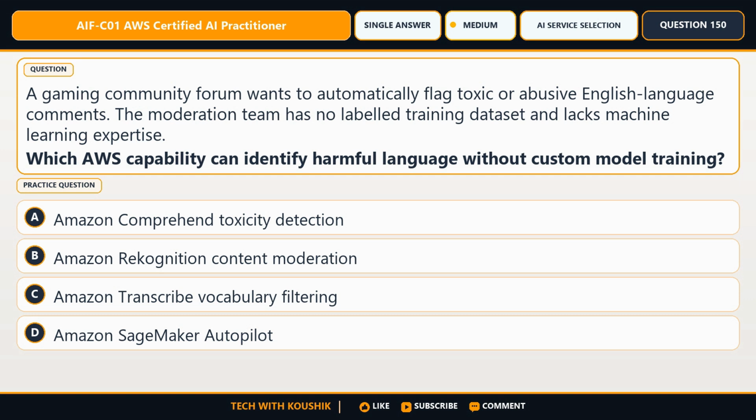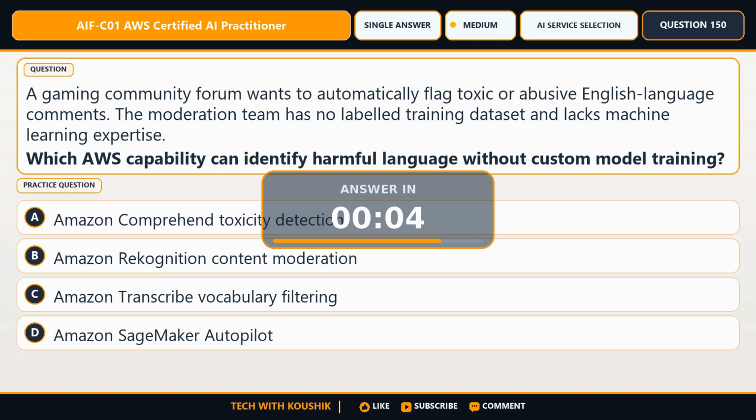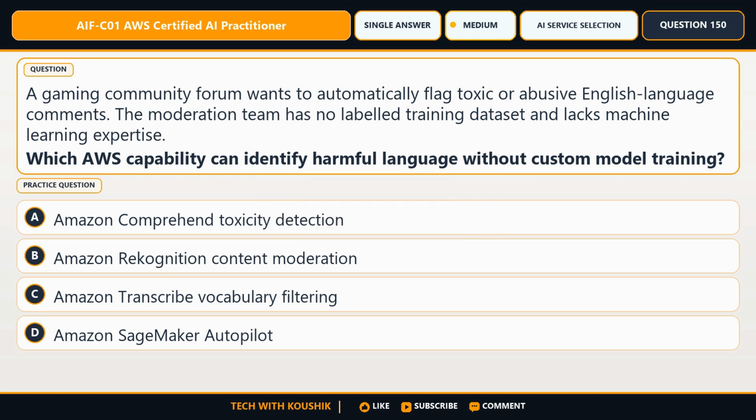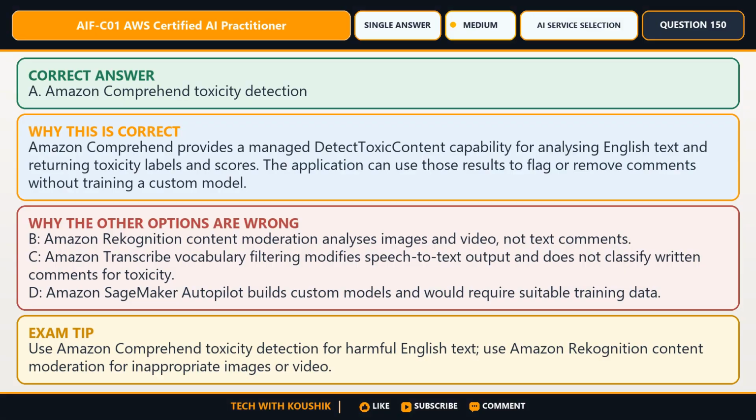Compare the options. Option A. Amazon Comprehend Toxicity Detection. Option B. Amazon Rekognition Content Moderation. Option C. Amazon Transcribe Vocabulary Filtering. Option D. Amazon SageMaker Autopilot. The required response is A.